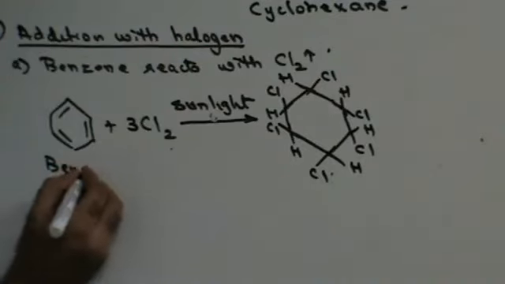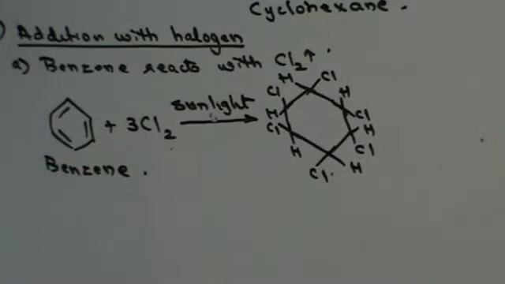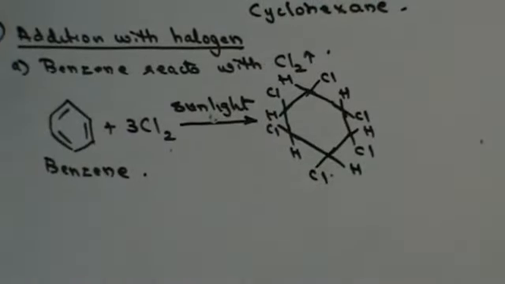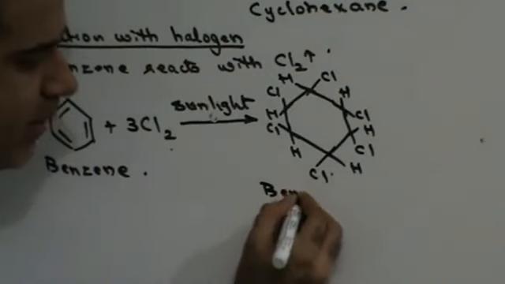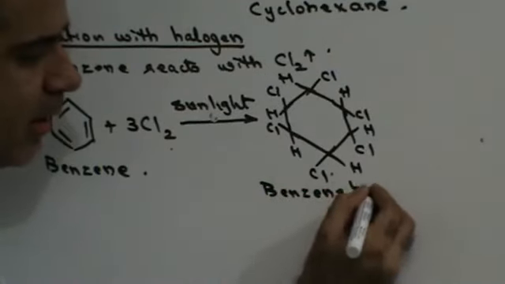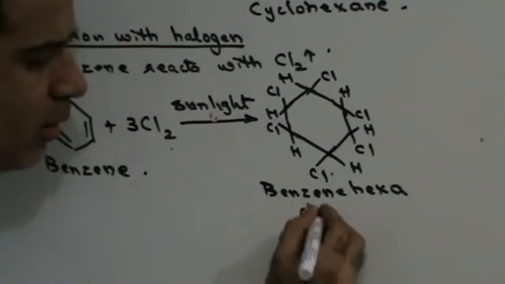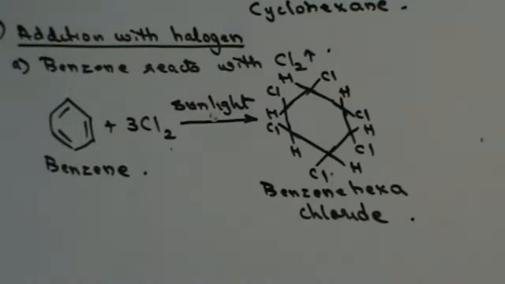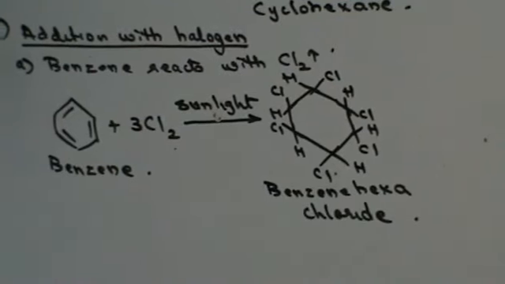This is benzene, which reacts with chlorine to give you benzene hexachloride. Benzene ring, 6 chlorine, therefore hexachloride. So what you get here is benzene hexachloride. Fine, do we get this?